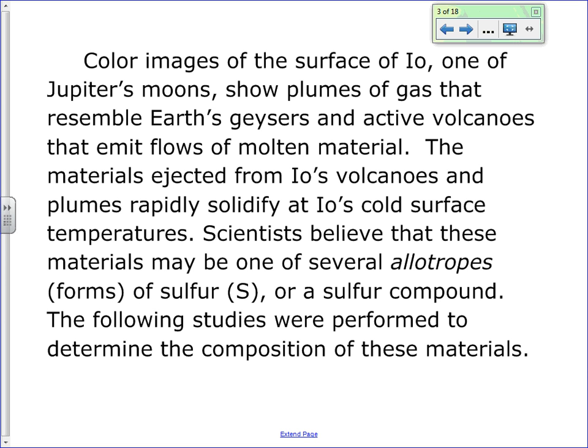We have a volunteer for someone to read the first paragraph on this passage.